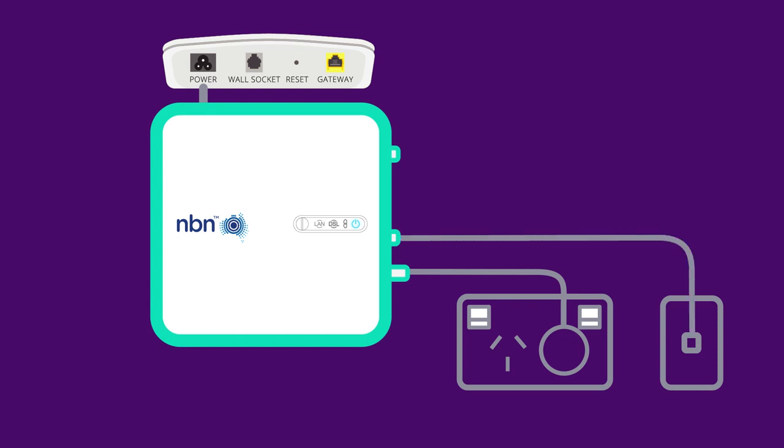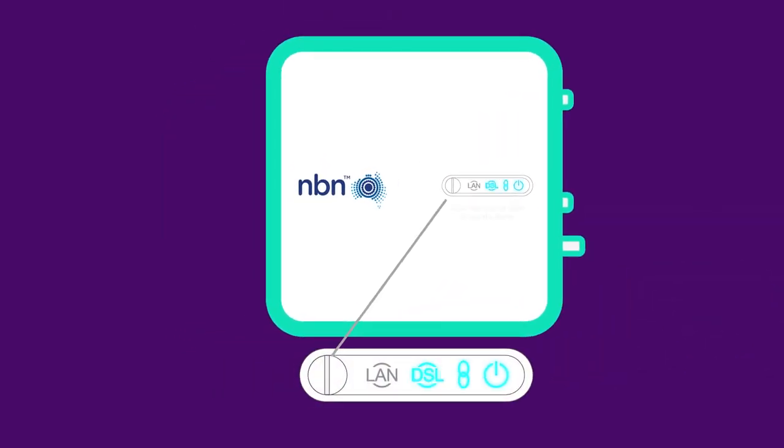Plug one end of the telephone cable into the telephone wall socket and the other into the grey NBN connection box port labelled B. This is most likely where your old ADSL modem was plugged in. Wait for the connection light and broadband light on the top of the device to turn solid blue. This can take up to 15 minutes.